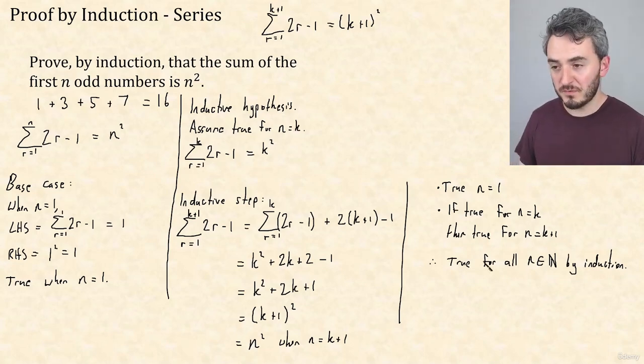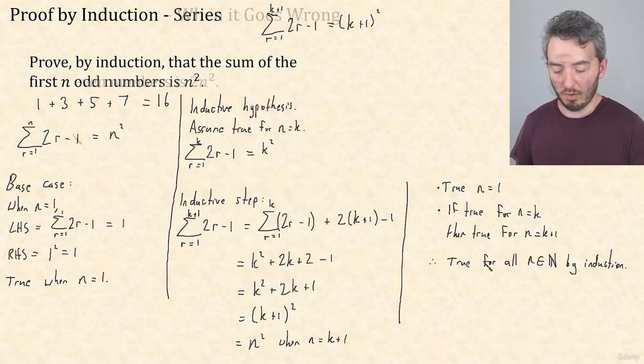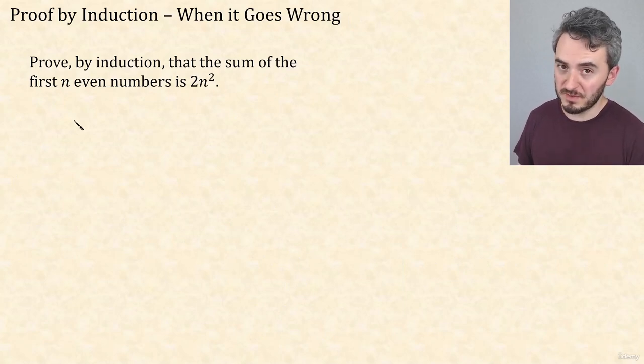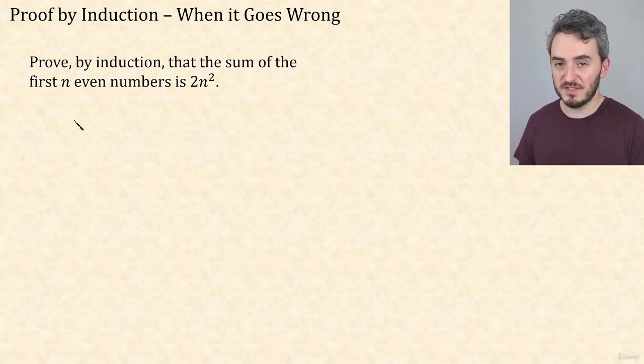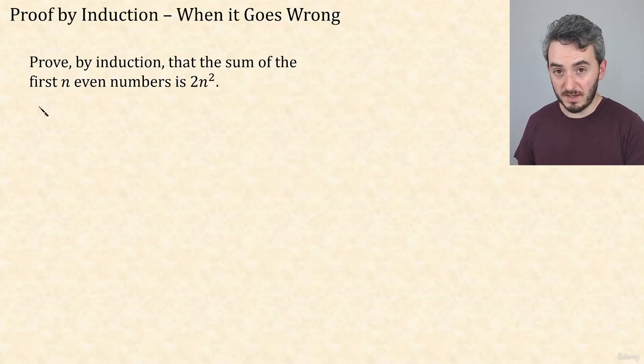Okay, it can be really useful to try to prove something that's false just to see at what point it goes wrong. So here's a false statement, and we're going to try to prove it with induction and see where it goes wrong. Prove by induction the sum of the first n even numbers is 2n squared. So this is definitely wrong.